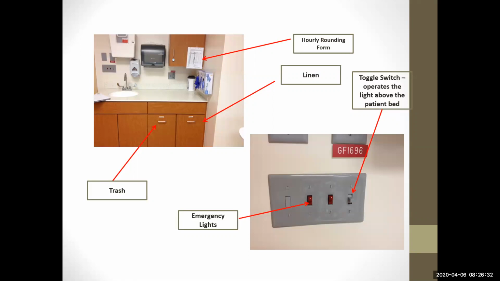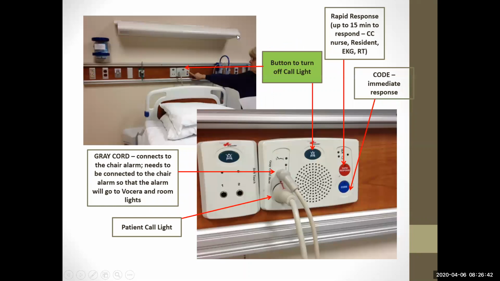We also see the emergency lights here, so the red switch means it's hooked up to generator power. And this toggle switch is helpful to know about because it actually controls the light over the bed. So the room lights can be off, but this could still be on. And right behind the bed, we also have the call light panel.